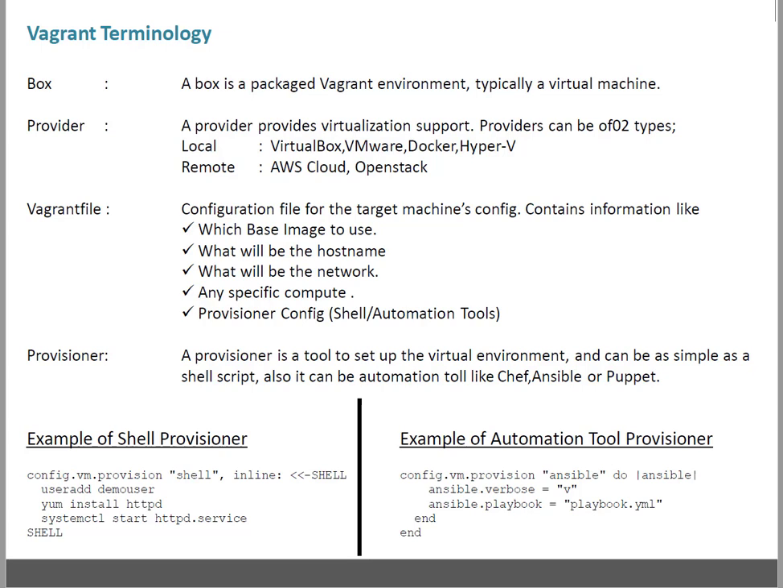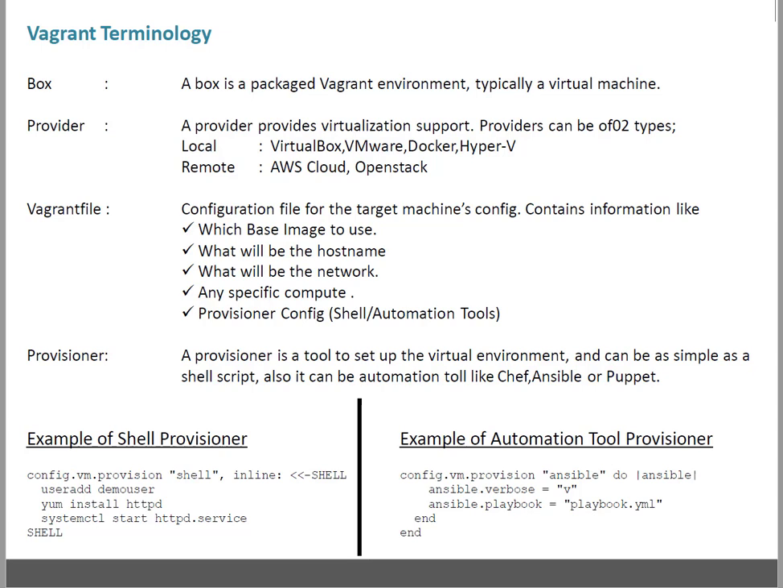Provider, as I mentioned in the last slide, is basically the software which provides virtualization support. There are two types of providers: one is local, one is remote. Local providers are VirtualBox, VMware, Docker, Hyper-V, which you install on your machine for a locally managed virtualization stack. The other type is remote, which is Amazon Cloud, OpenStack, or Google Cloud. So these are remote providers.